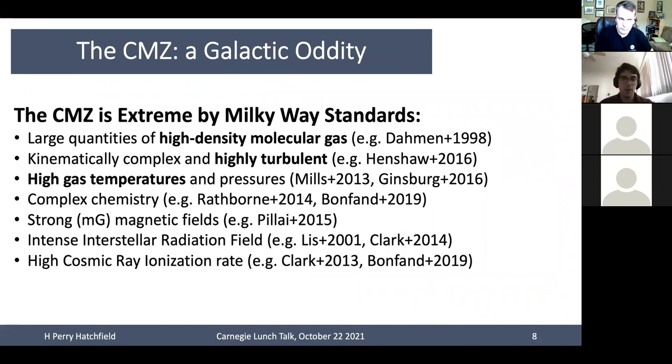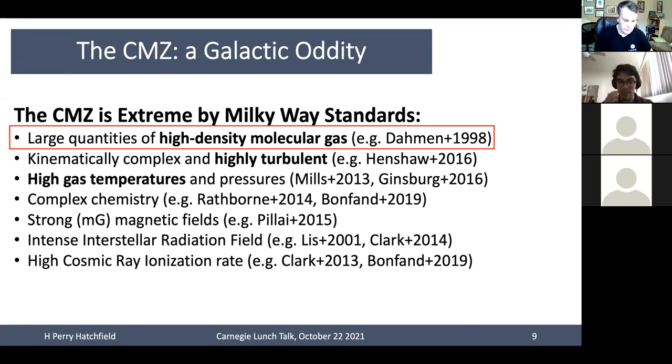So there's a long laundry list of ways in which the central molecular zone is an extreme environment in terms of Milky Way standards. There's all this high density molecular gas. The gas is kinematically complex and highly turbulent, high gas temperatures, pressures, complex chemistry, powerful magnetic fields in the sort of milligauss strength range, intense interstellar radiation, a high cosmic ray ionization rate. It's an overwhelming list of things. So I suggest we just start with the very first one on this list. There's a large quantity of high density molecular gas.